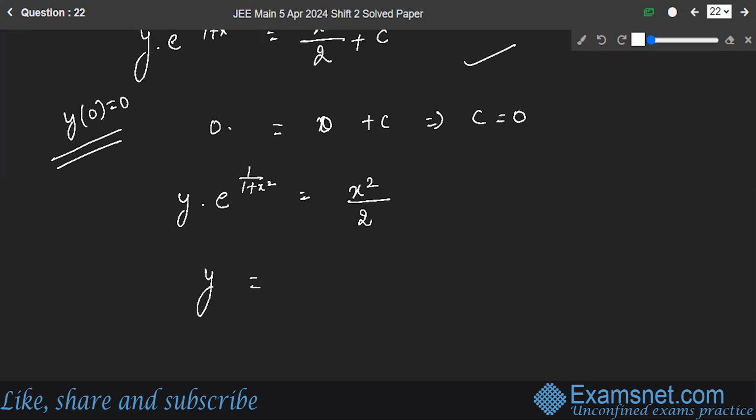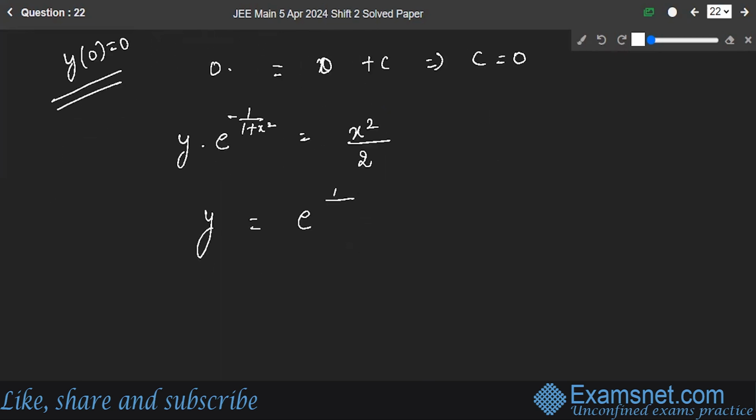Or you have y is equal to e raised to power 1 upon 1 plus x square into x square upon 2. This is the value of your y. Now you have to find out the area between this y and the line y minus x is equal to 4. Let's find the area between both of them.